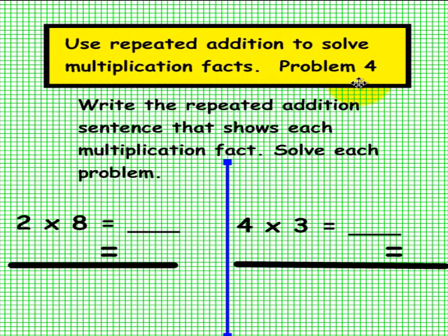Problem 4. What we would like for you to do is to write the repeated addition sentence that shows each multiplication fact. Solve each problem. You'll notice that we have a multiplication fact here on the left, and we have a multiplication fact here on the right. Right below it, please write the addition problem, which represents this multiplication fact here, and please write the addition problem that represents the multiplication fact here. If you would please, pick up a pen to solve this problem.